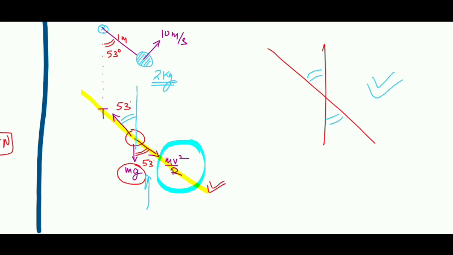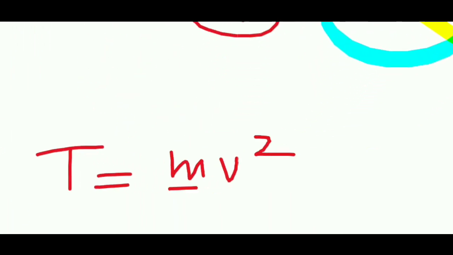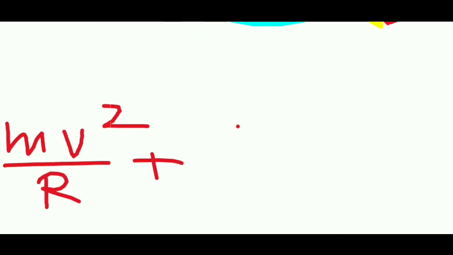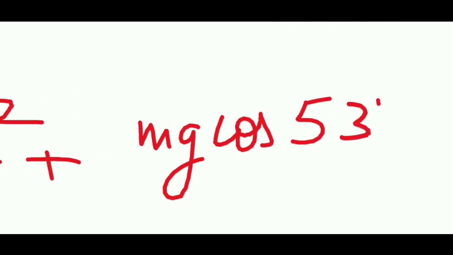So let us continue, guys. Over here I'll balance the forces along the center line. Tension will be equal to mv square by r plus mg cos 53 degree.